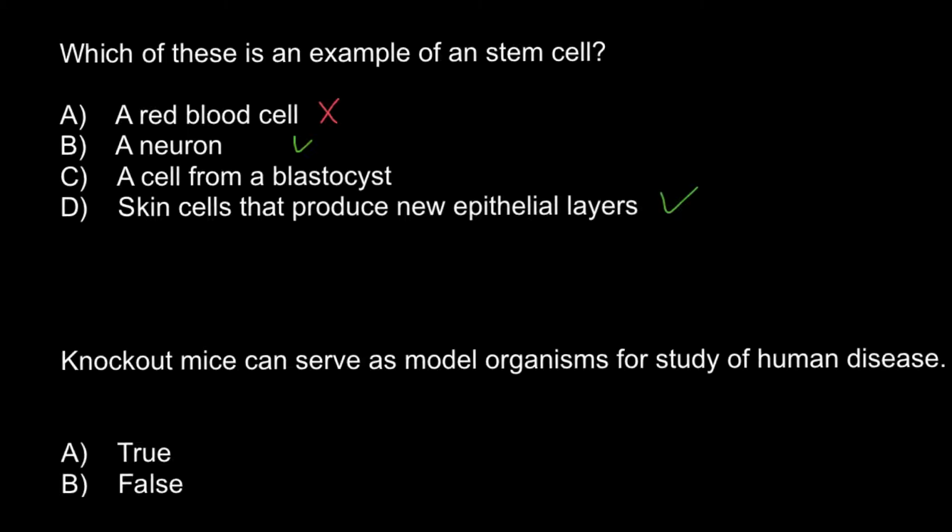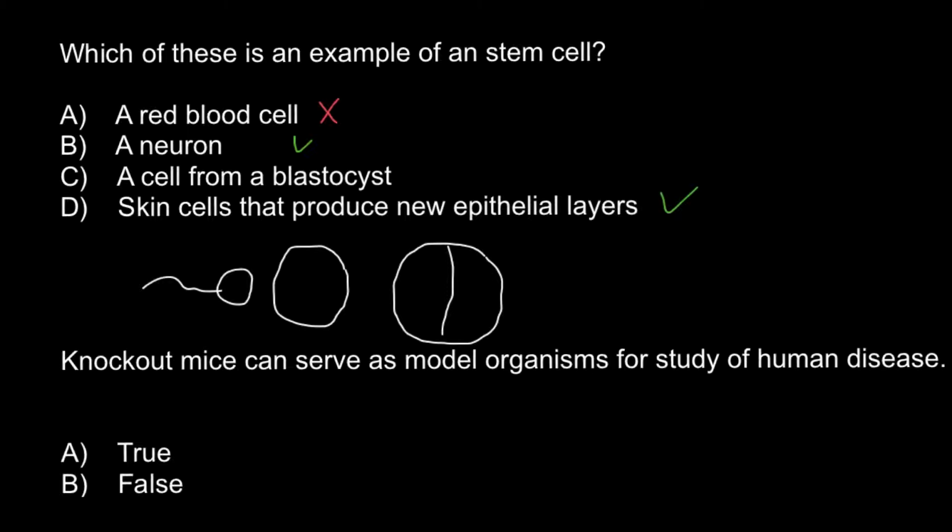So let's consider answer C, a cell from a blastocyst. So what is a blastocyst? Imagine that we have a sperm and we have an egg. The egg is much bigger than the sperm, and when they join, we would have a zygote that starts to divide, so we have more and more cells with each division. We call this at the early stage early blastocyst, that would later develop into the late stage blastocyst.